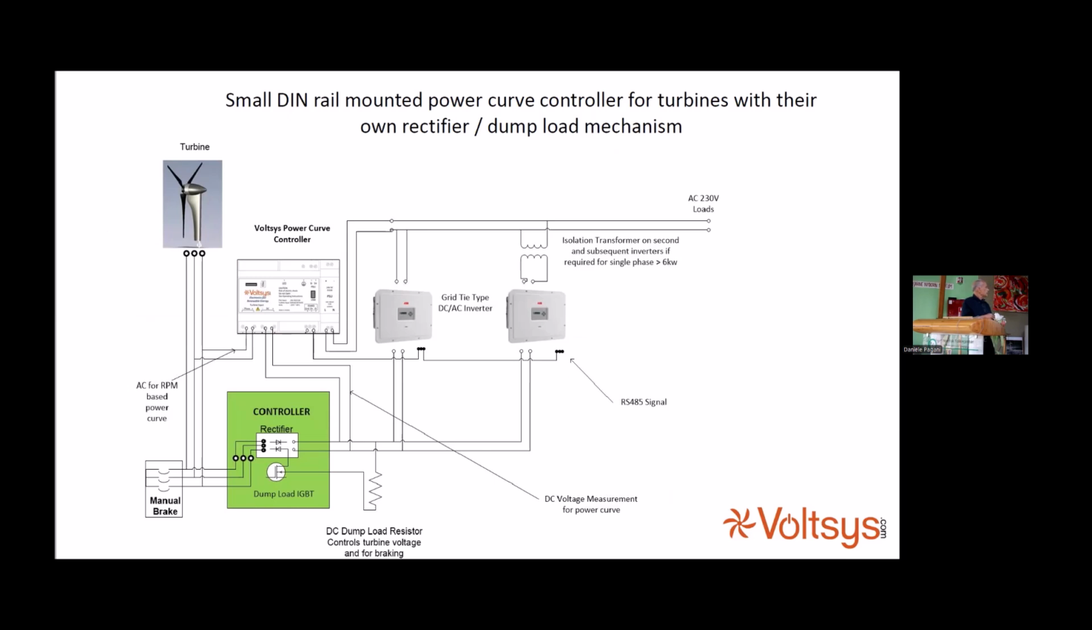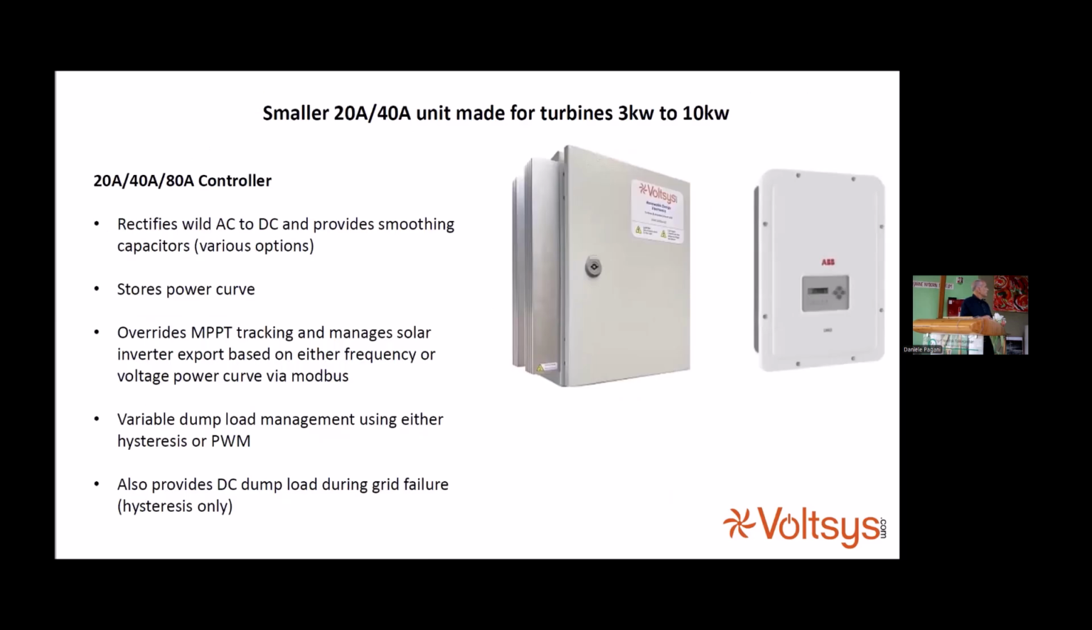So a modern system would have either the company's own controller controlling the dump load, or this would be part of our single unit. And this controls the power curve on up to 4 inverters at a time, feeding the grid. So this unit that we do now rectifies the wild AC into DC, and it's got smoothing capacitors to bring the ripple down below 5% for the inverter input. It provides the inverter with DC from the turbine. It overrides the MPPT tracking on the inverter and manages the solar inverter export based on frequency or the voltage of the turbine, and it does this through Modbus.